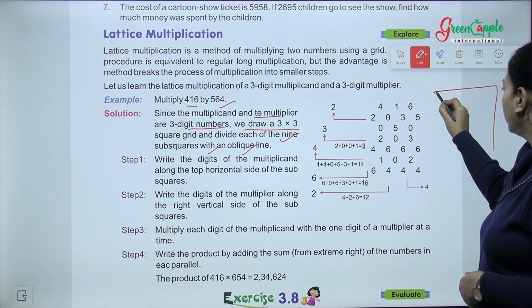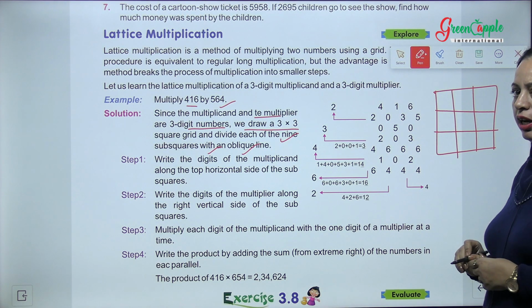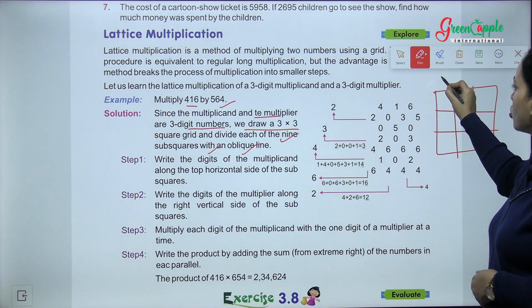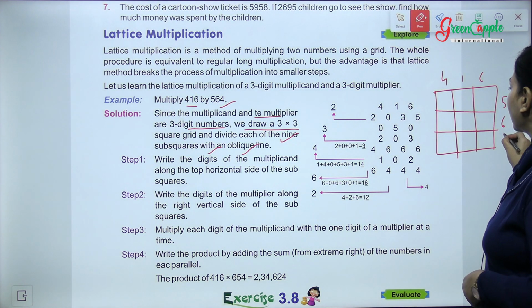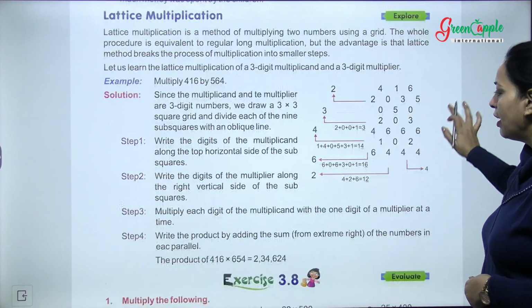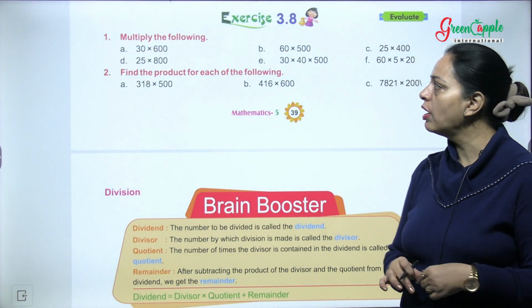So what will you take? You will take a square like this. 3 into 3 means a total of 9 sub-squares here. So write here 416 and here 564. So you can try this one. This is very interesting.